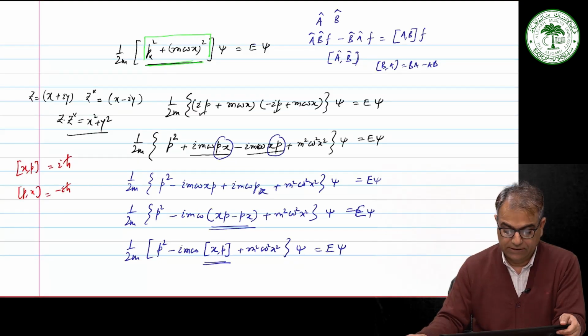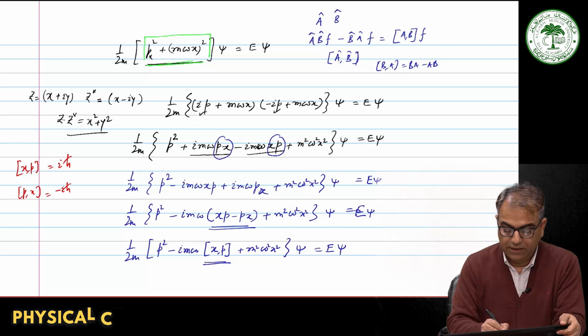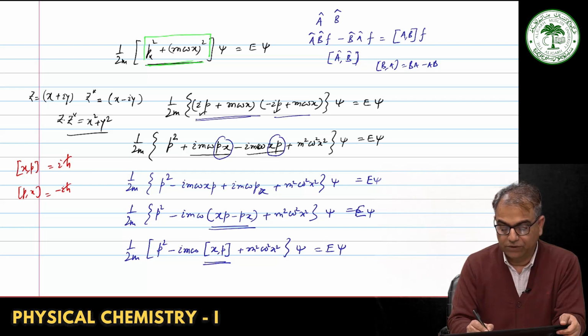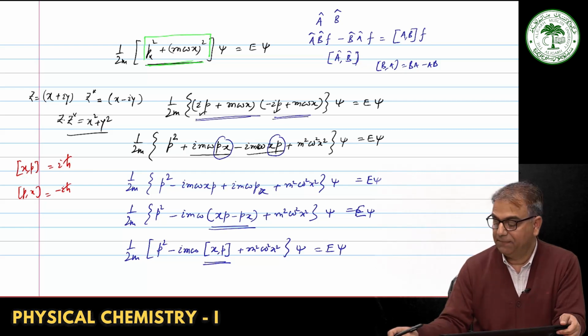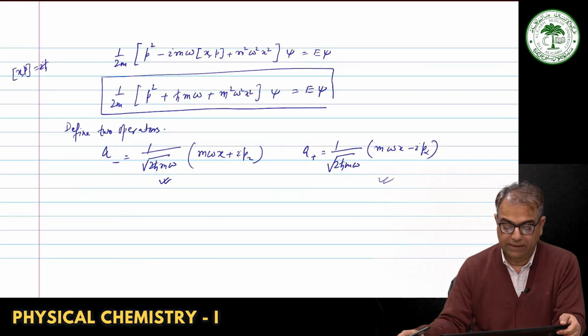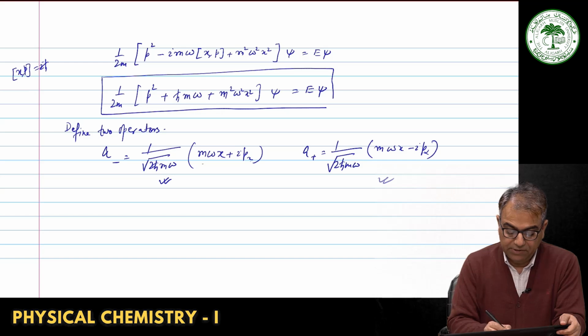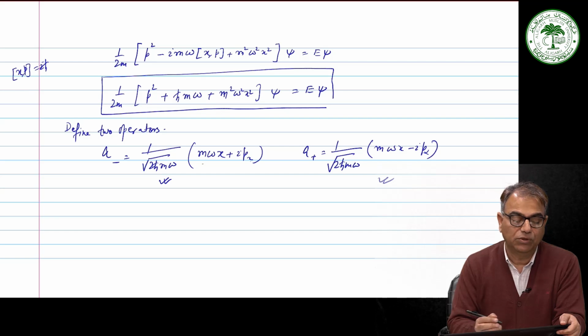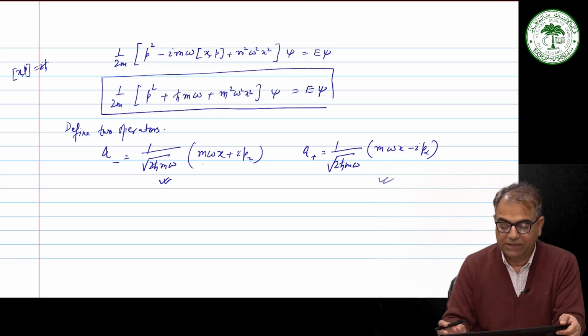at this point we already have these two equations: m omega x plus i p, m omega x minus i p. The only extra term is 1 by root under 2 h cross m omega, and this extra term comes into the picture because it has already been done previously, and it gives better, nice looking results. So, this constant is introduced.